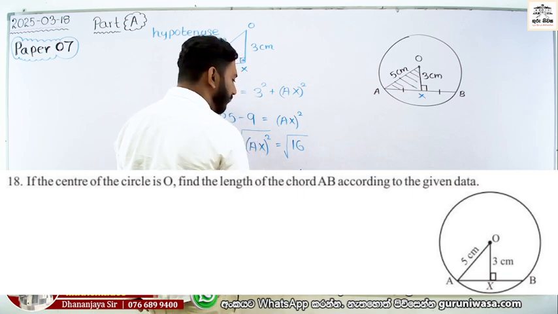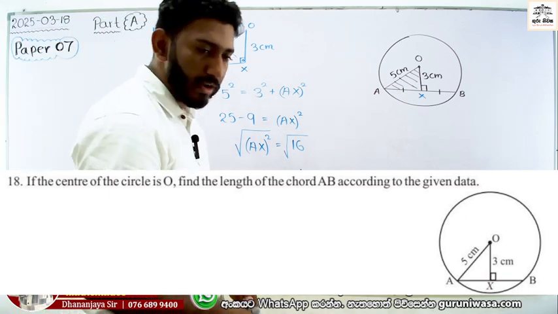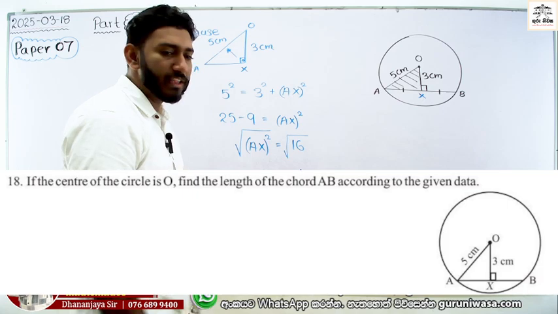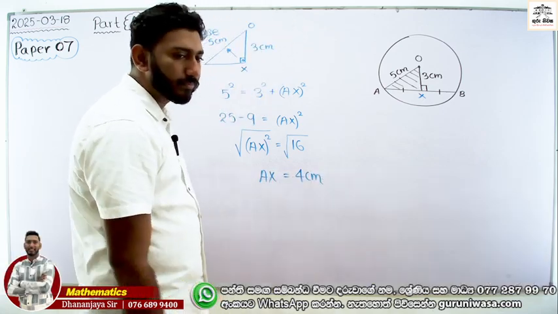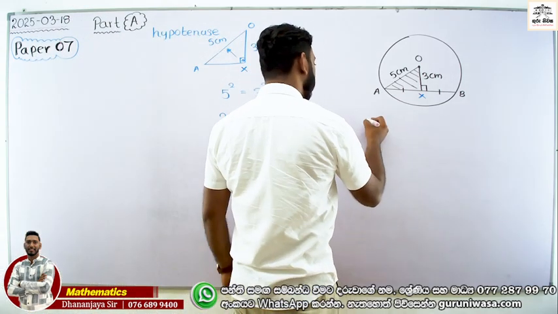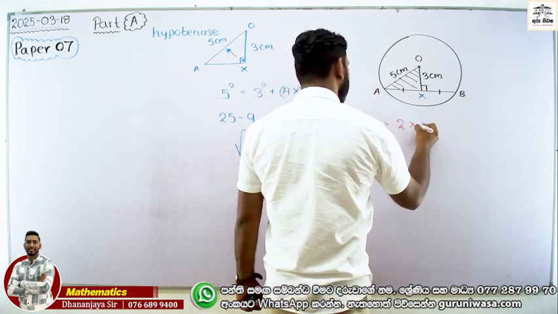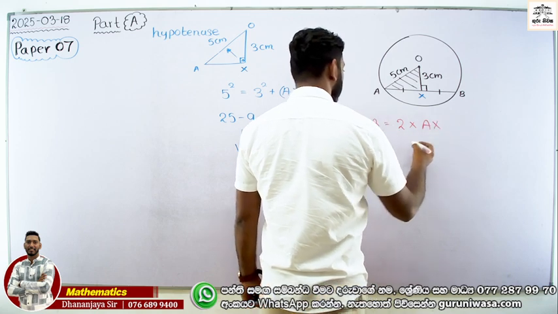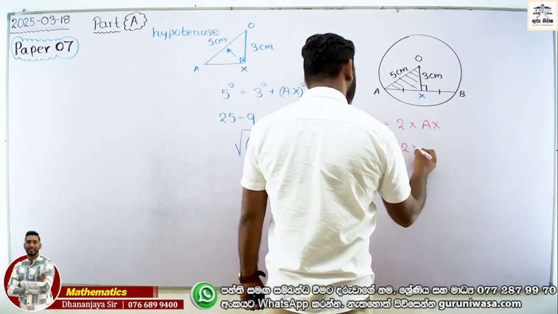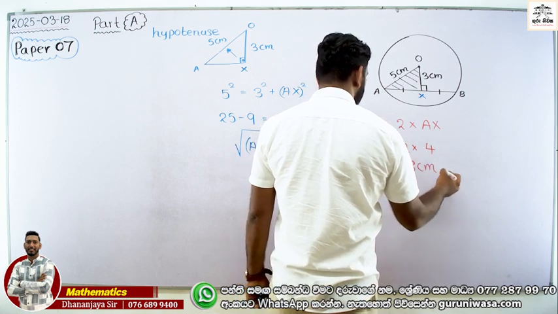Now we know the value for AX. AX becomes 4 cm. Now the question is to find the length of the chord AB. AB is equal to 2 times AX. Therefore 2 multiplied by 4. Now it becomes 8 cm.